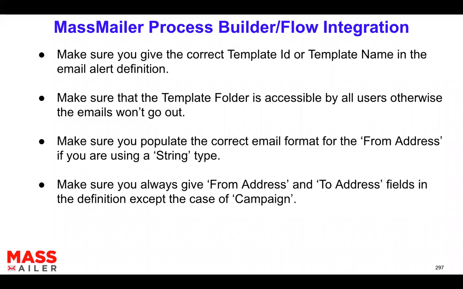We actually recommend that you also give from name and to name as well, even though that is optional. You still want to give the from name and to name as well. But in case of campaign, we pick up the to address automatically. If you're sending out a campaign, you really don't have to give, because that's automatically taken care. But even if you give it, that's not a problem. So from address to address, make sure that you have it.